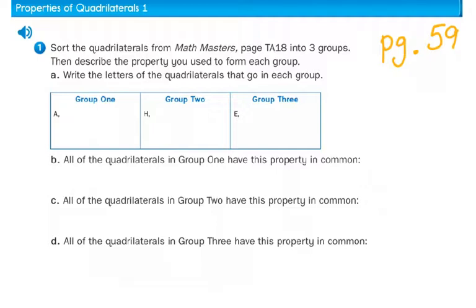If you look on page 59, they give you 3 groups, and they give you a hint. In group 1, you have to include shape A. In group 2, you have to include shape H. And in group 3, you have to include shape E. So take a look at shape A. It's called a parallelogram. It's a type of quadrilateral. What do you notice about shape A? Shape A looks something like this.